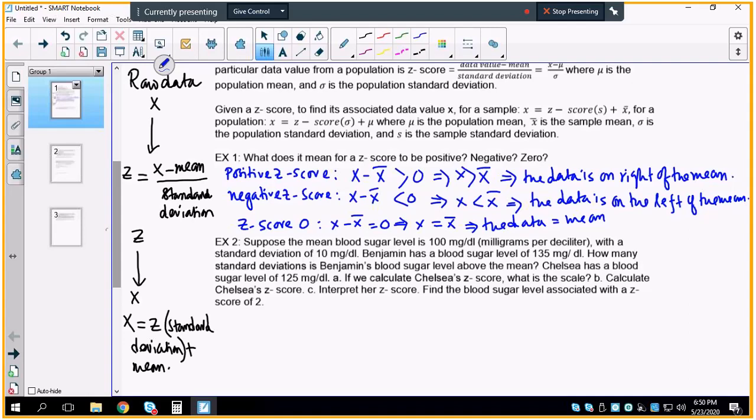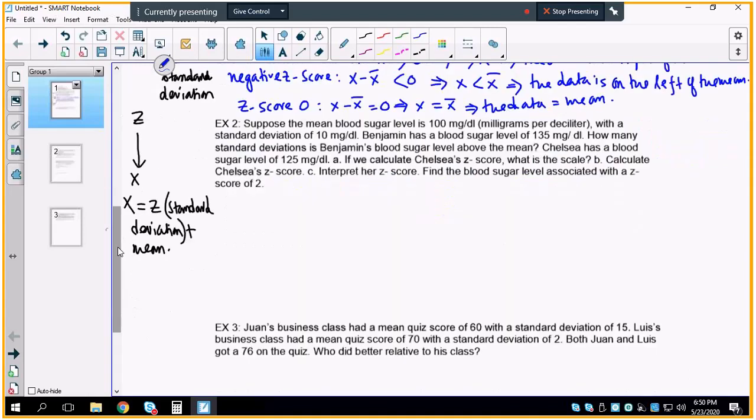Let's go to example number 2 and explore. Suppose the mean blood sugar level is 100 milligrams per deciliter. So as soon as I have read that, I will say that mu is 100 milligrams per deciliter with a standard deviation of 10 milligrams per deciliter. So sigma is 10 milligrams per deciliter. Benjamin has a blood sugar level of 135 milligrams per deciliter. How many standard deviations is Benjamin's blood sugar level above the mean?